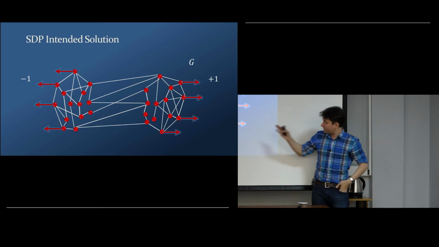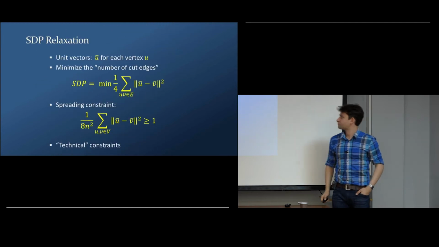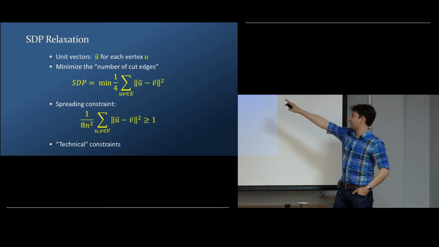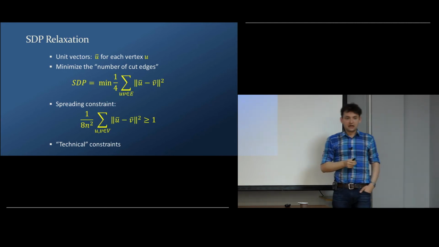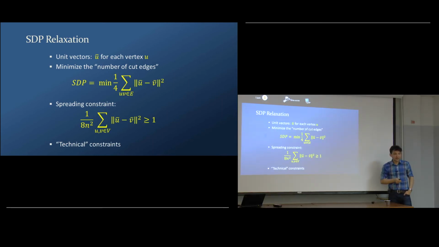So in fact, of course, you'll get something else, but let me write the optimization problem you want to optimize. So this is the SDP relaxation. Again, for every vertex u, we have a vector u bar. We require that all the vectors are unit vectors. And so let's see what our objective is. The objective is to minimize the sum of squared distances between u bar and v bar for those u's and v's that are connected with an edge. And we divide everything by 4.